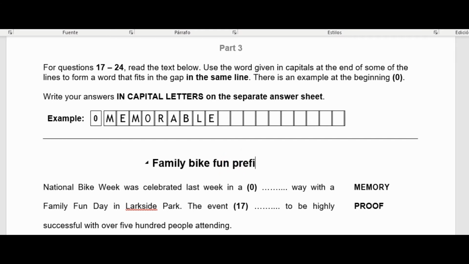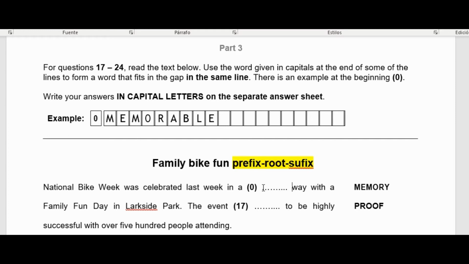For example, you can start with a prefix, then a root, and then a suffix, or just a root and a suffix. You should also look to make this a verb, a noun, or an adjective. You cannot use the same word in the blank. Number 0 is the example, memory. It translates into memorable. Right, so what you have to do is change the word so it fits appropriately in the blank.